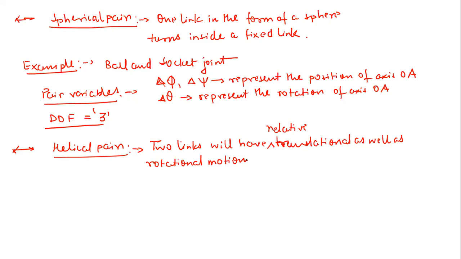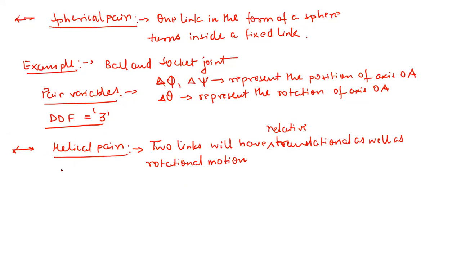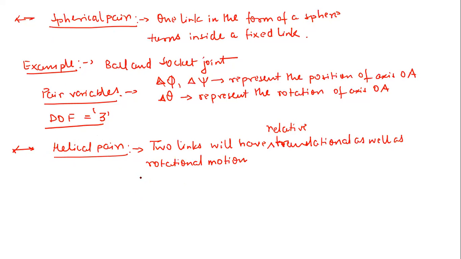So let me ask you, if this is the case, then what is the difference between a cylindrical pair and a helical pair? Can anyone guess? They are dependent. They are dependent. Very good, right? Here in a cylindrical pair, if you observe these two coordinates, delta x and delta theta, they are independent of each other. But in this case, the two motions are dependent.